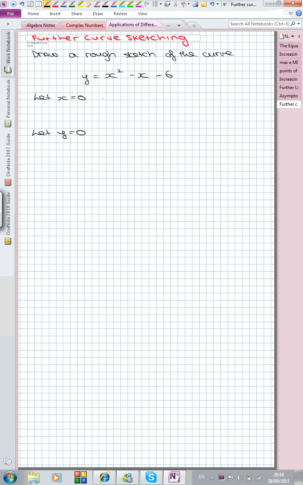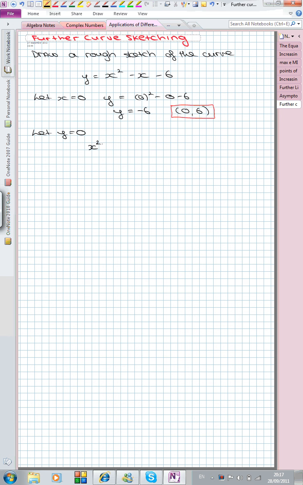In this instance, we will end up with y being equal to minus 6. So where our curve crosses the y-axis is at (0, minus 6). We'll use that information later on when we draw the curve. To find where our curve intersects the x-axis, i.e. the x-intercepts, we let y equal 0 and we find x.